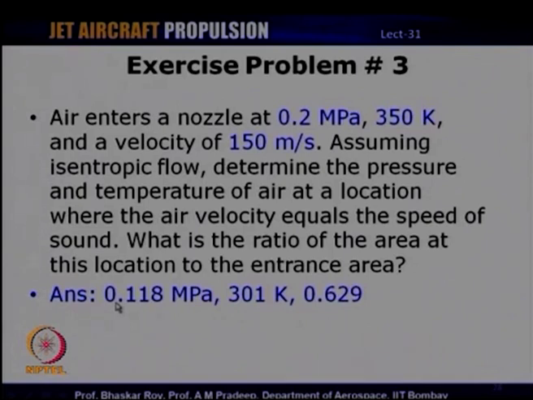So, we need to find pressure and temperature when the velocity is equal to speed of sound, that is, it is choking. At that condition the pressure would be 0.118 megapascal, temperature is 301 Kelvin, and the ratio of the area at the throat to the entrance area is 0.629.